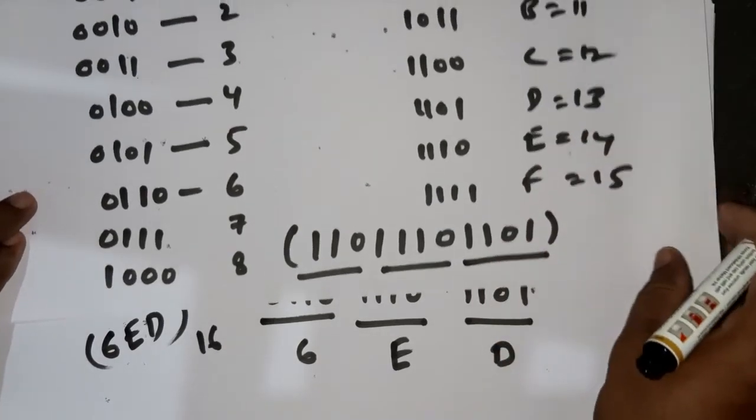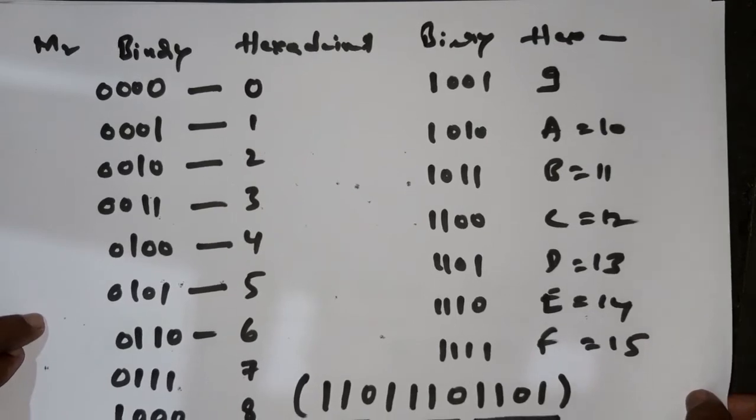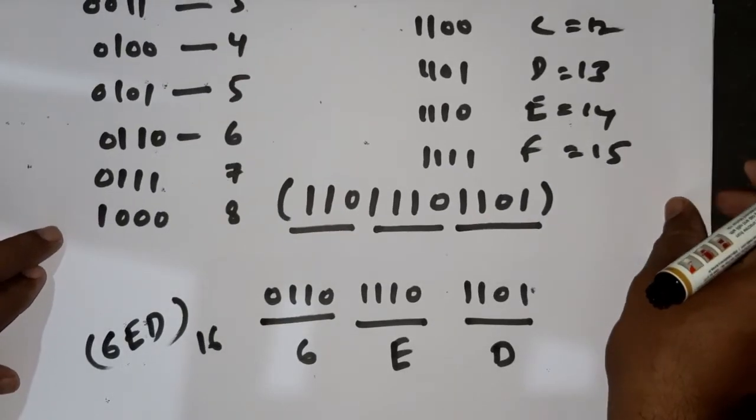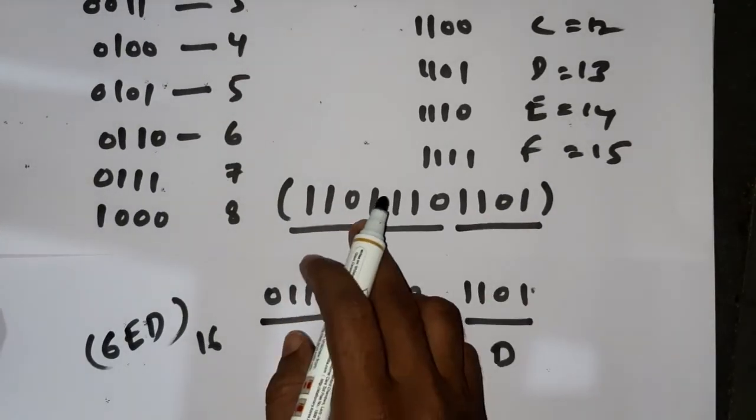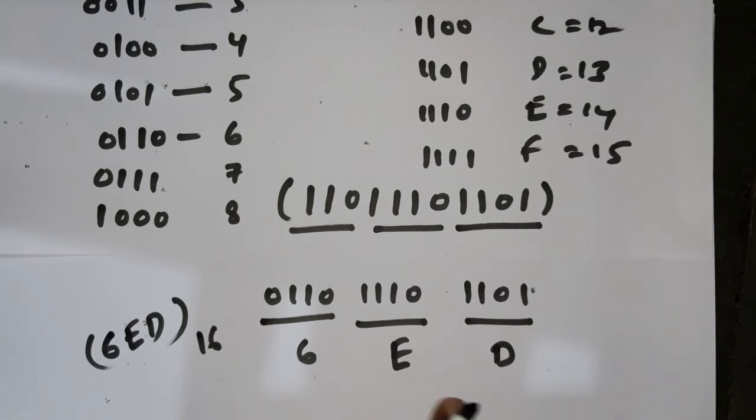In this method, by using this table, we easily convert from binary to a hexadecimal number. So this is method 2.